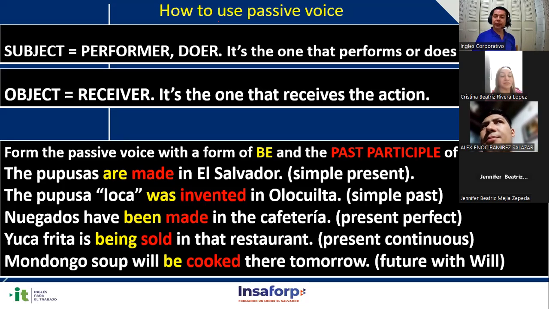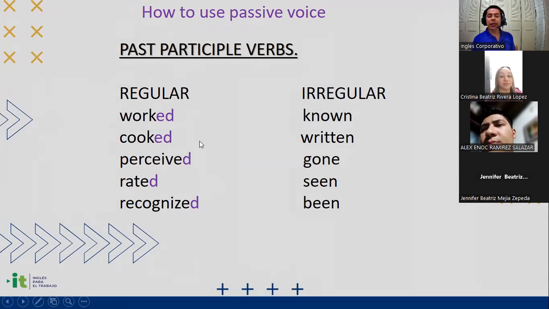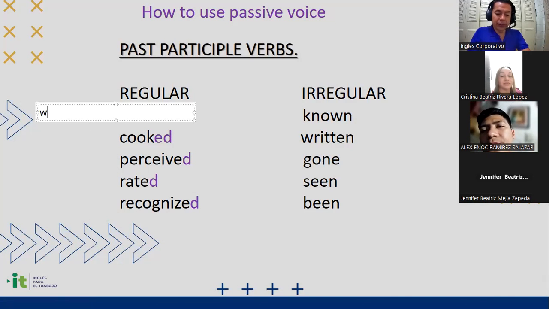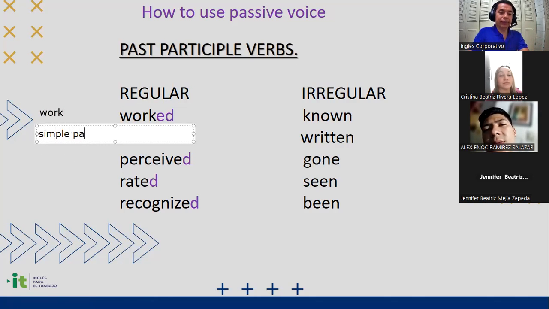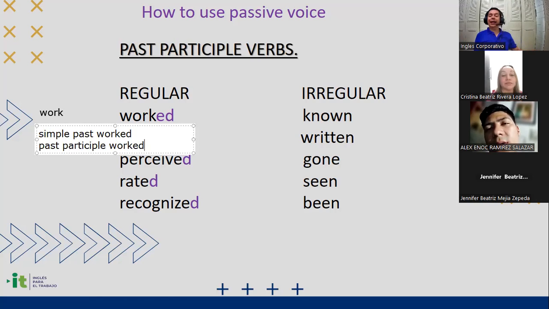Ok, vamos a ver la última diapositiva y pasamos el listado porque ya no fue el tiempo. Okay. Past participle verb, regular and irregular, right? El verbo work, in past is worked, ed, right? But what about the past participle, right? ¿Qué acerca del pasado participio? Vamos a ver aquí, lo vamos a escribir si quieren, para que quede claro. Simple past is worked, ed, right? Past participle is worked. Ah, okay. Look.